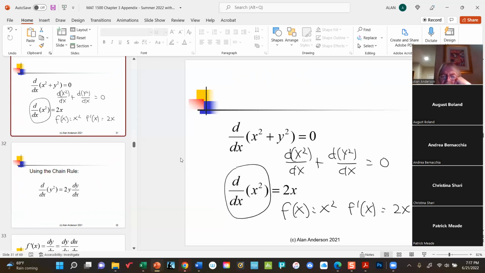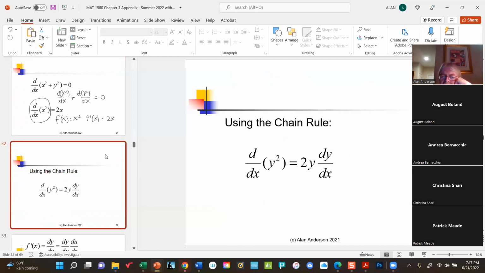As far as the y squared is concerned, when we apply the differentials to y squared, instead of just getting 2y, we end up with 2y times dy/dx. That is the bizarre part that you don't see with explicit differentiation. Right here. Oh my God. So what we're going to do now is see why this is happening.